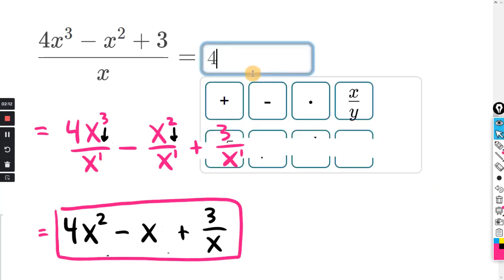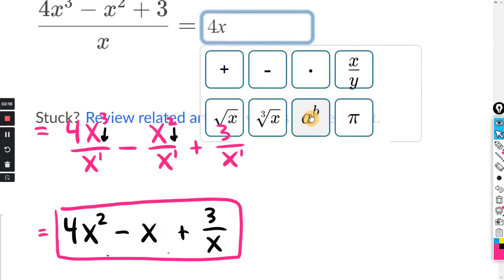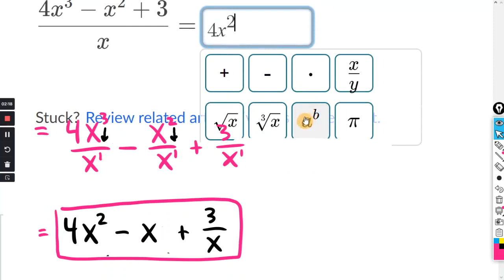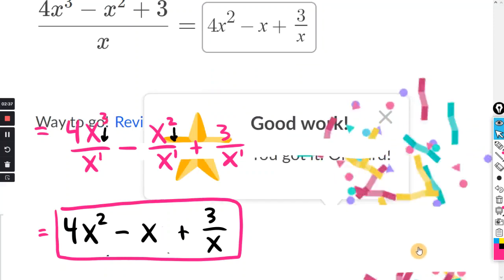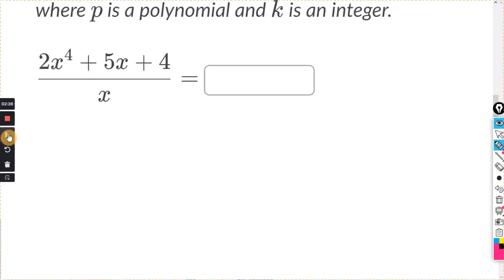So type 4x, and for the squared, you need to click this button right here for the exponent. All right, then click again. So the cursor comes down, and that's minus x, and then plus 3 over x. You can do 3/x, or you can use the fraction button right there. All right, so I think these are all the same.